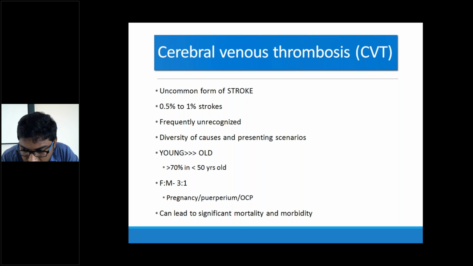Smoking is also a risk factor. Okay, what are the causes of stroke in young? Many times we have discussed this in clinical wards, right? Stroke in young patients.